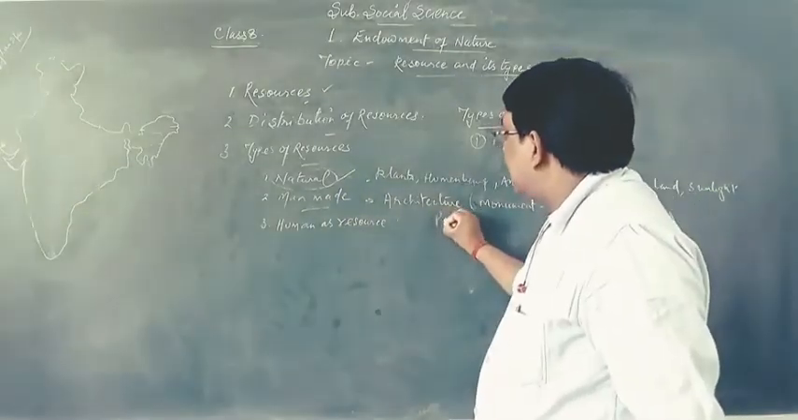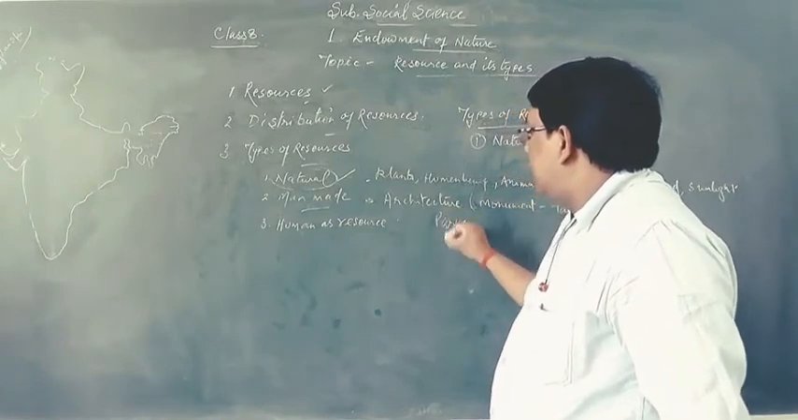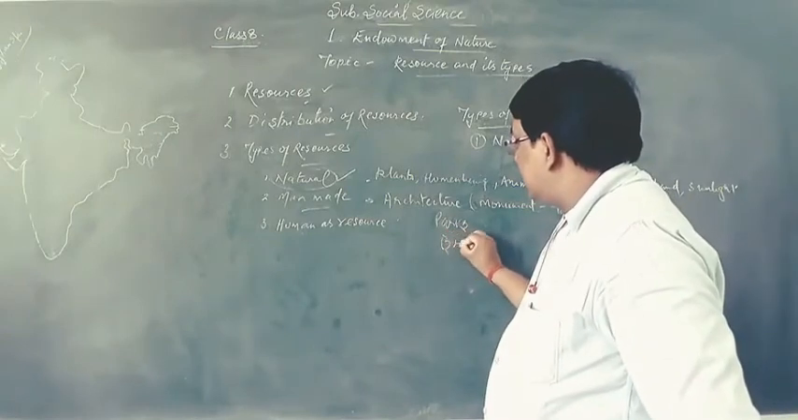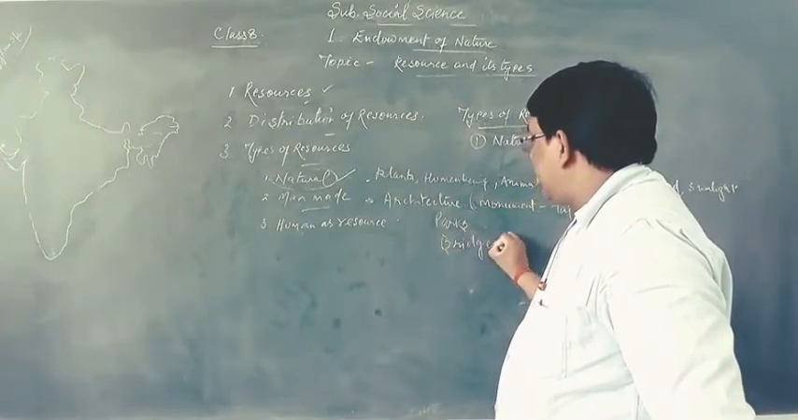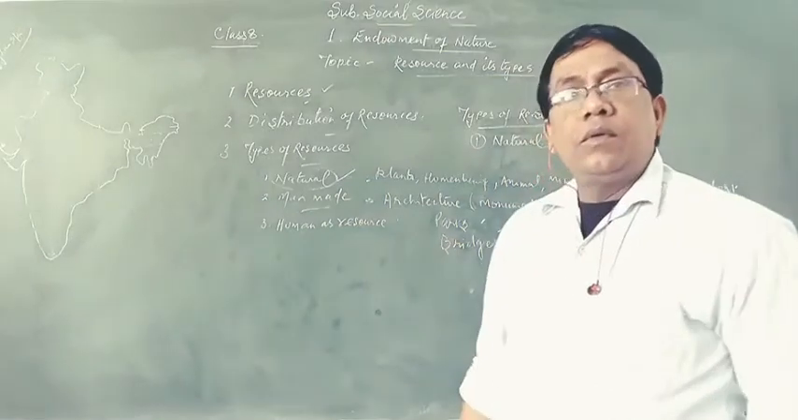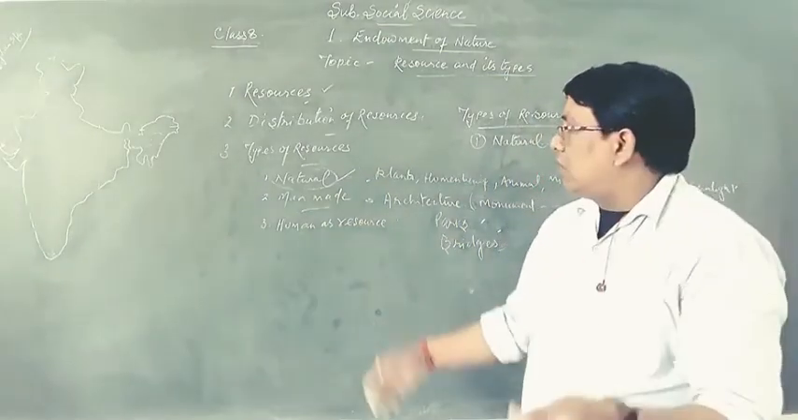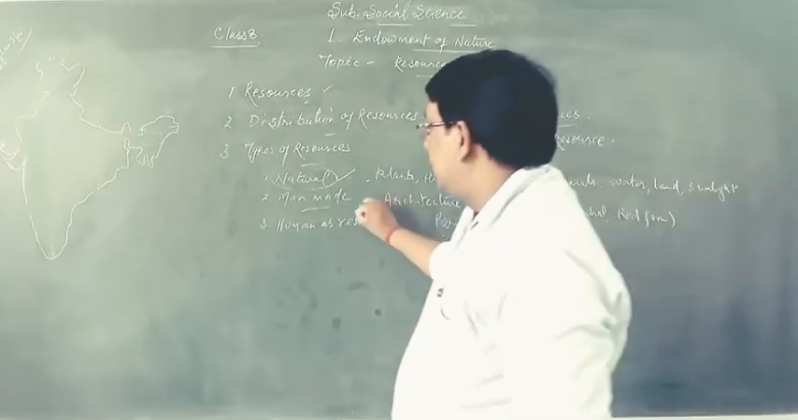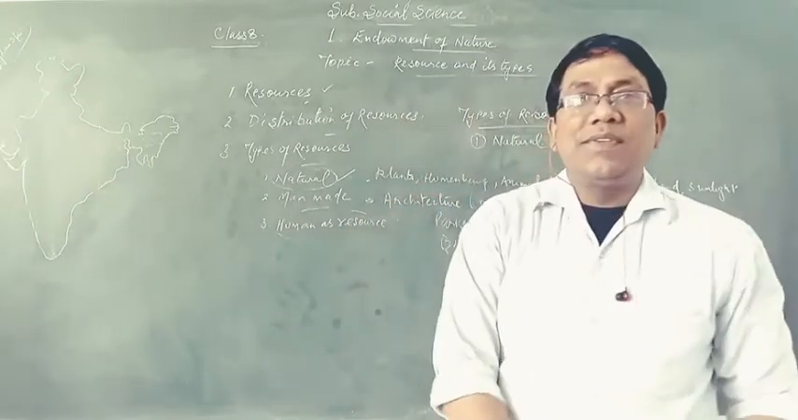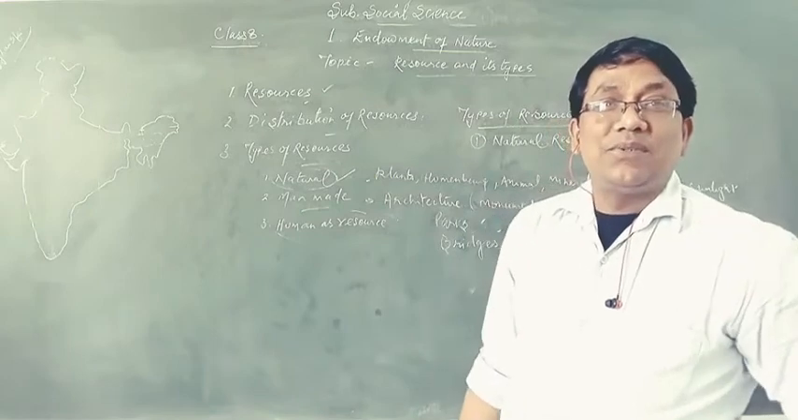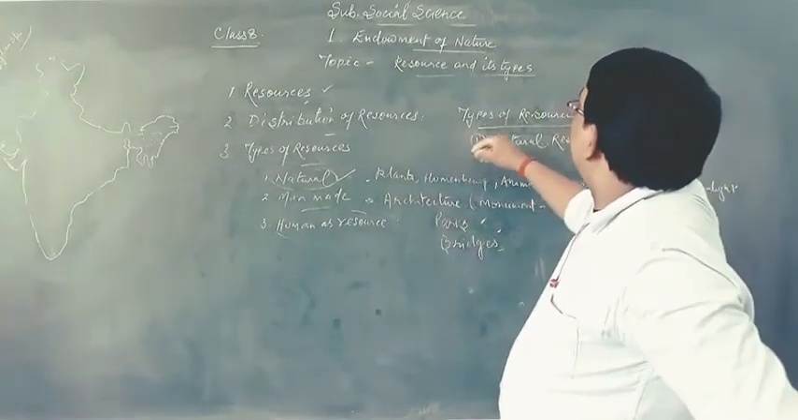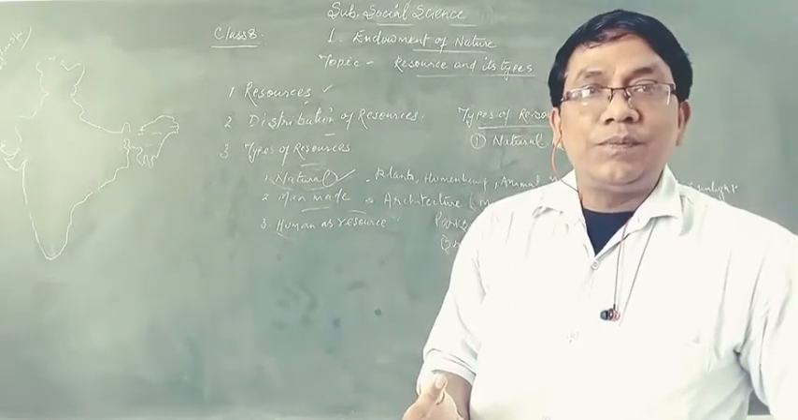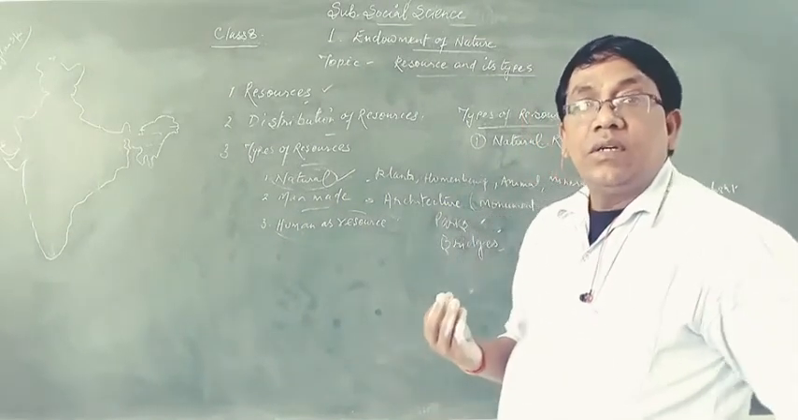We have parks, a lot of parks. Bridges also come in, bridges. All are made by human beings, so these are called human-made or man-made. Now the last one is human as a resource. How can a human be a resource? It is a value. It has its own value.